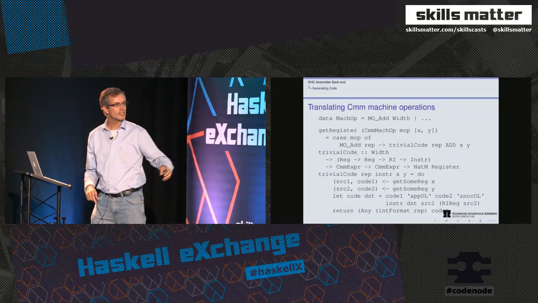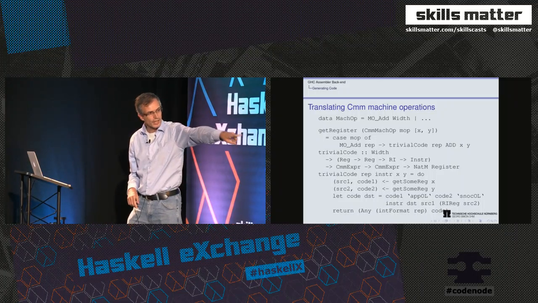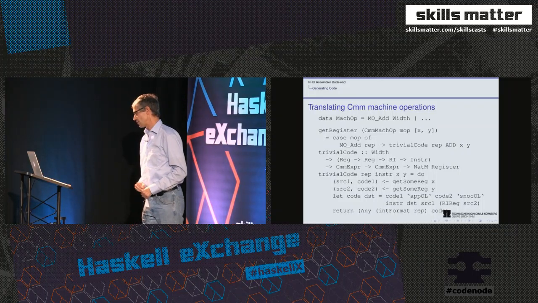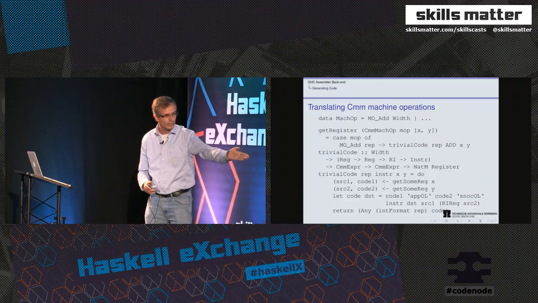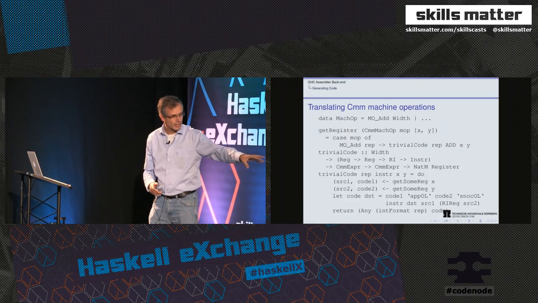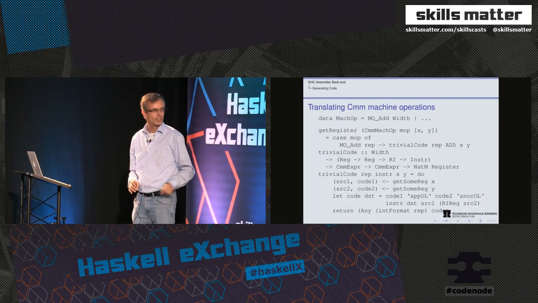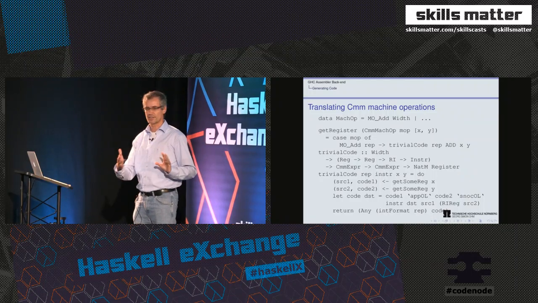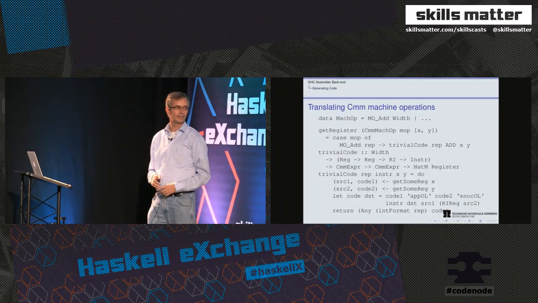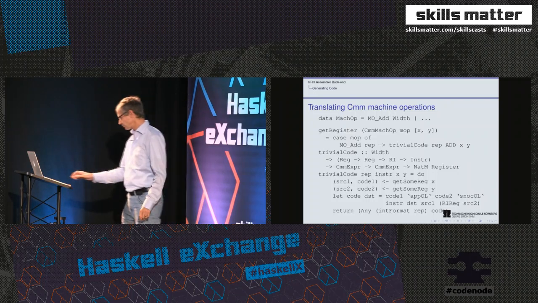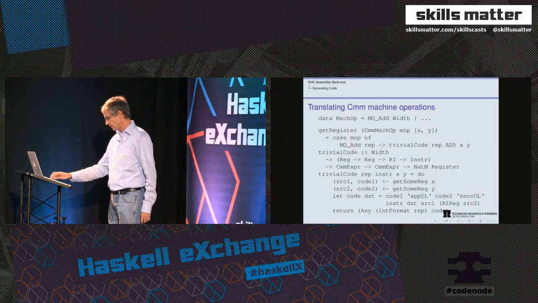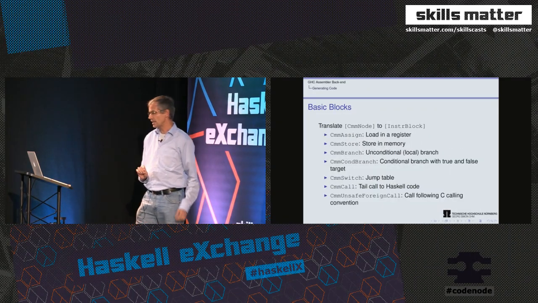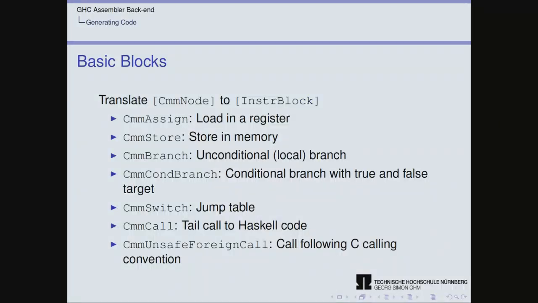And since I generated Y into a register, I need to say that it's in a register. And I return that, I give the hint to the register allocator: you can put it into any register, and it has this format, the size of the program, and this code. So this is how I translate machine operations. And then I need to compose those machine operations into basic blocks.